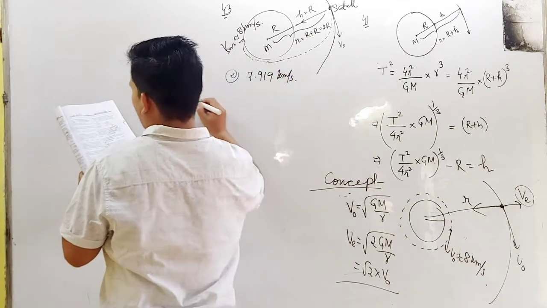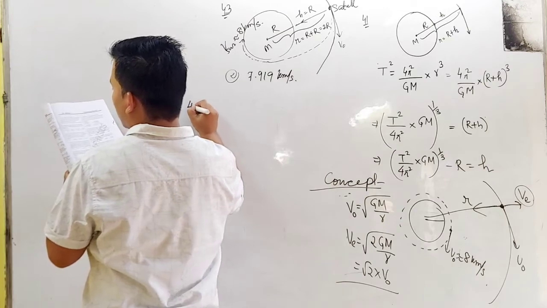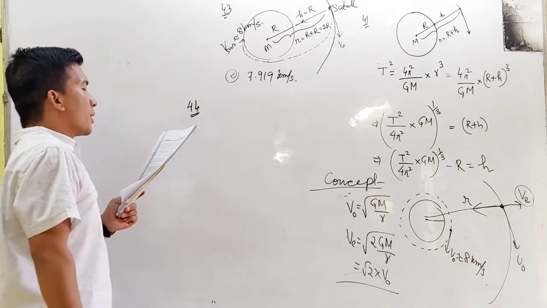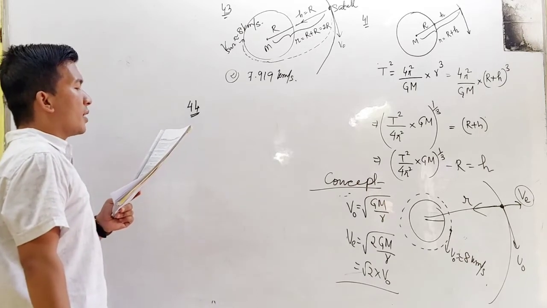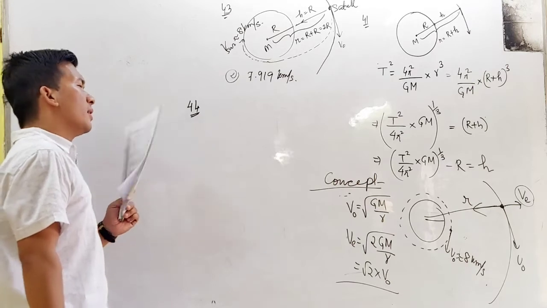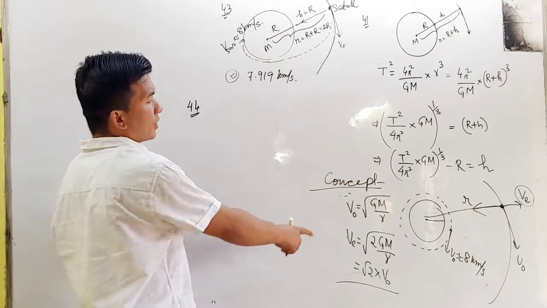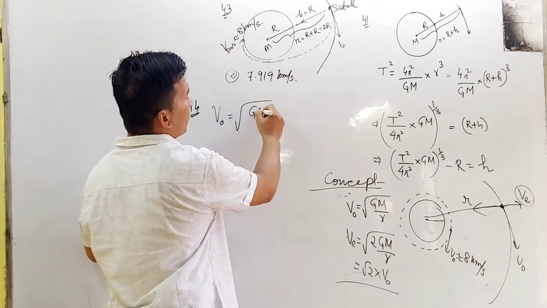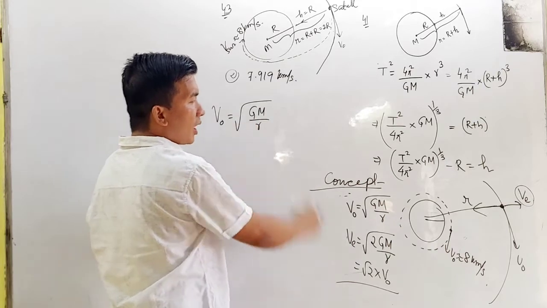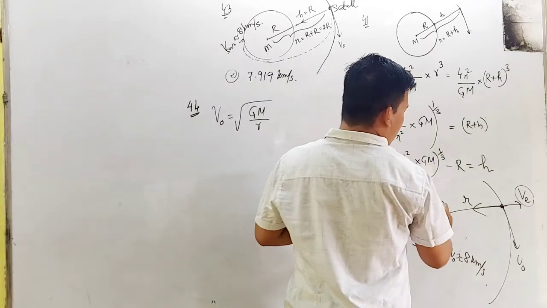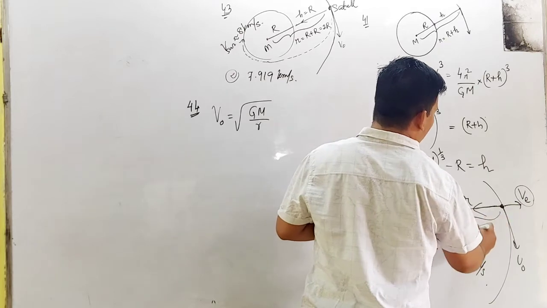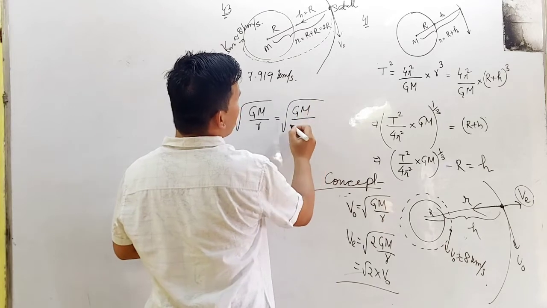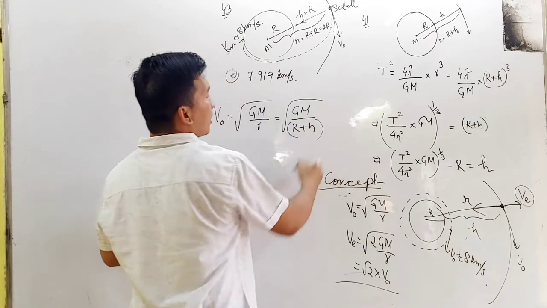Question number 44. What will be the velocity of the satellite revolving around the Earth at a height h above the Earth's surface if the radius of the Earth is R? This is very simple. What will be the orbital velocity? Orbital velocity is equal to root over capital G M divided by small r, and this small r will be equal to capital R plus h. Here can we express it as root over capital G M divided by R plus h? Can we do like this?